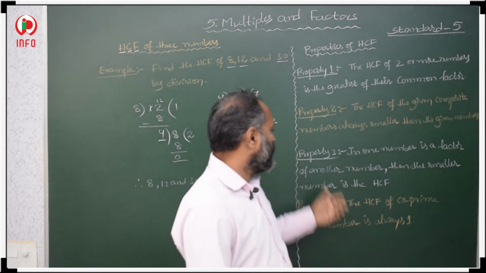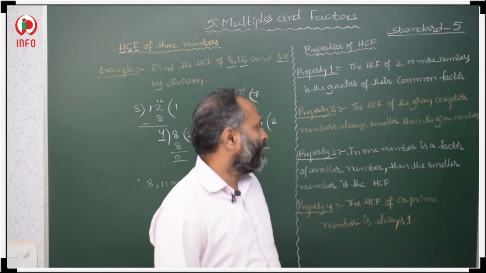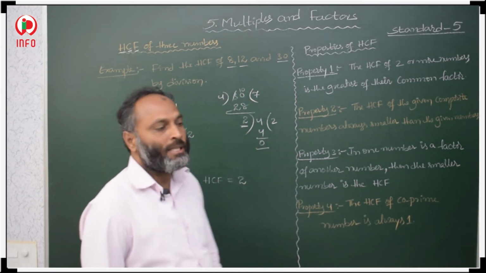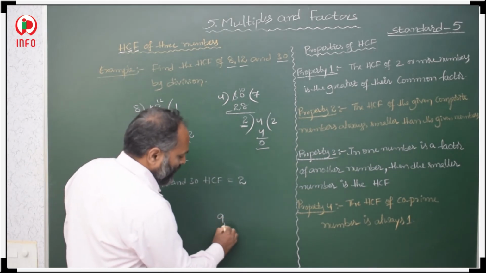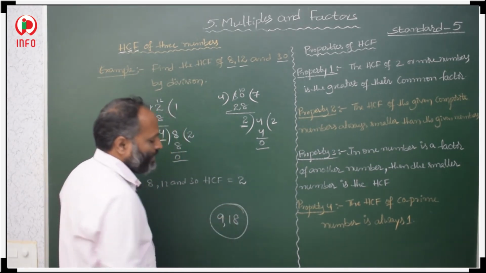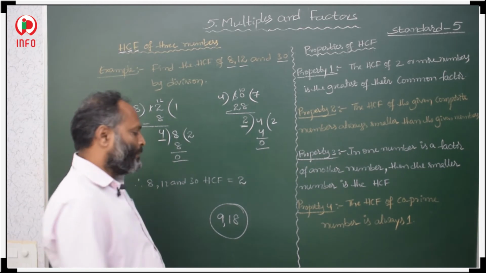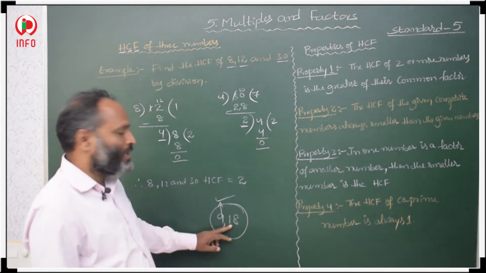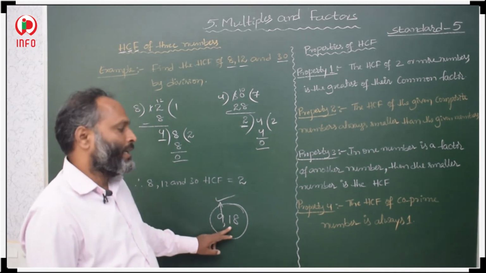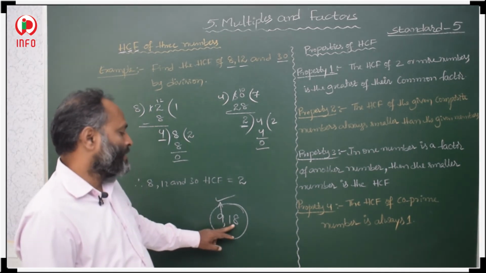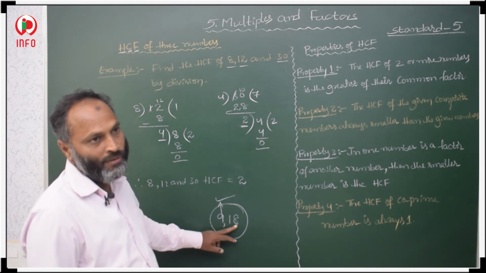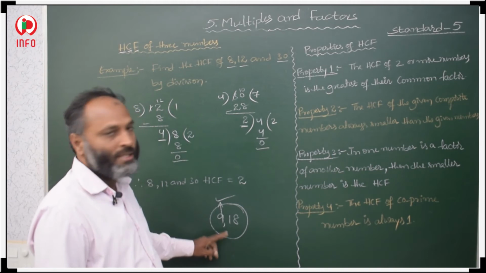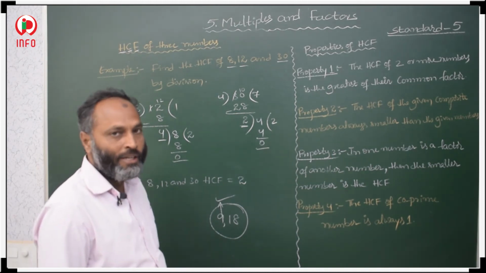Next, third property. If one of the numbers is a factor of another number, then the smaller number is the HCF. Suppose 9 and 18. If I say 9 and 18, what is the HCF of 9 and 18? Simply 9. How is it? 9 twos are 18. So 9 is a factor of this 18. If the numbers are given like this, the smallest one is the HCF.